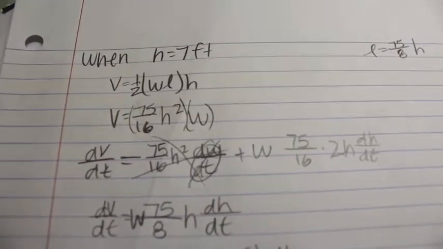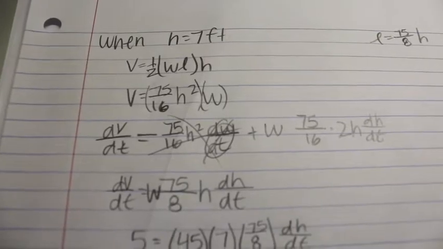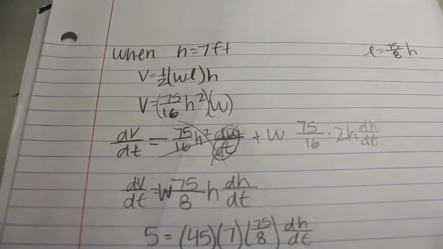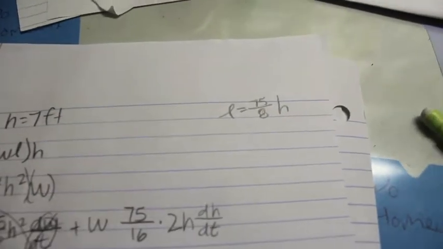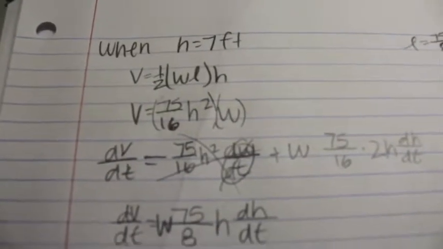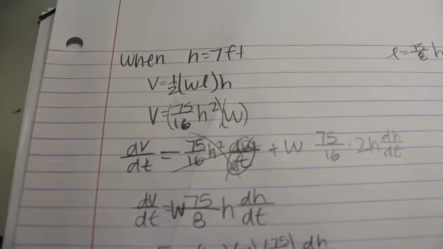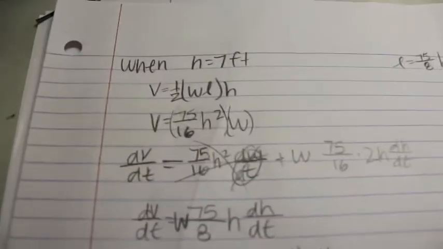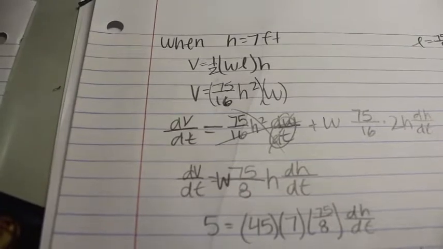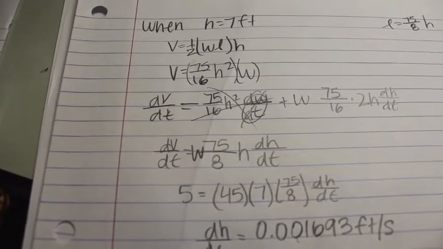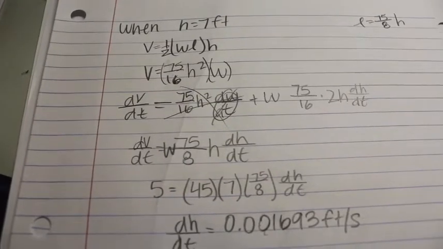To solve for when H equals 7, you must also use a ratio, because when H equals 7, this is also in the triangle part. So you must use the ratio L equals 75 over 8 H to substitute in for L. V equals 1/2 WLH. V equals 75 over 16 H squared W. You have to use the product rule to find the derivative of this.